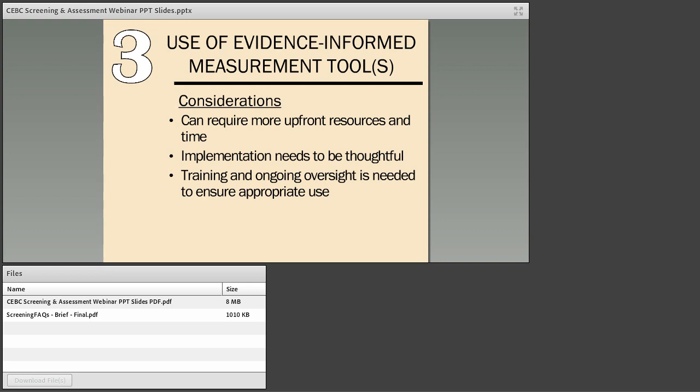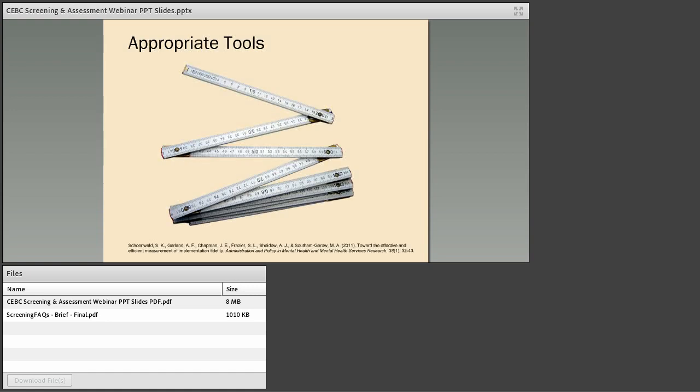It can require more upfront resources and time. Implementation needs to be thoughtful, and the training and ongoing oversight is needed so that it can be sustained and that it's appropriately used in the future. But like most things in life, you get out what you put in. It tends to be the most effective approach, but it does require a little bit of planning and thoughtful implementation.